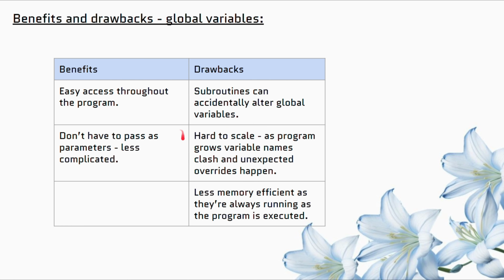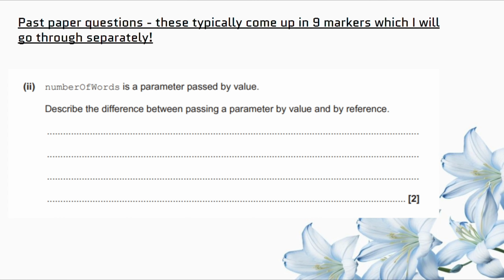Anyways, it's hard to scale. As a program grows, variable names can clash, causing unexpected overrides to happen. This could happen when you're dealing with a very, very complicated program that maybe calls multiple board games on multiple boards, but you can't use the same board variable name because that can cause a clash or an override. It's also less memory efficient, since it's running throughout the program while it's being executed, it is always occupying memory, making it less memory efficient than a local variable, which terminates when the subroutine terminates.